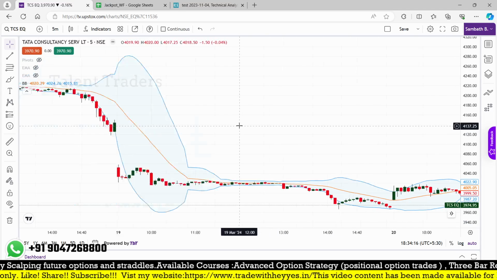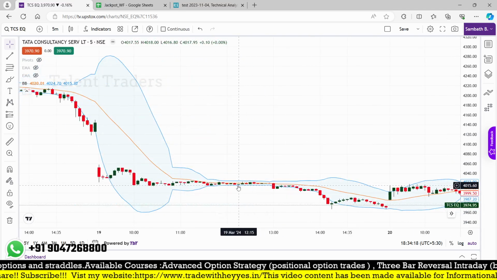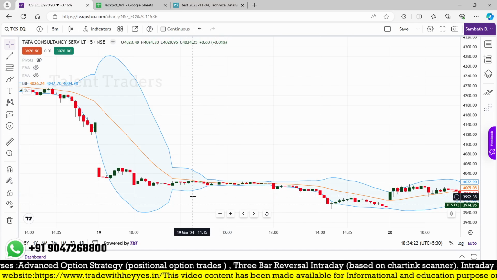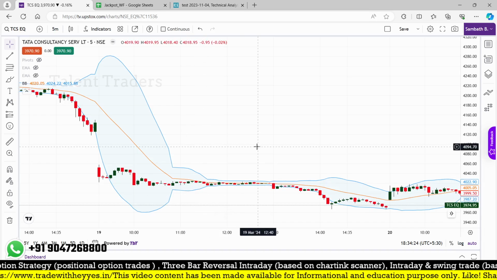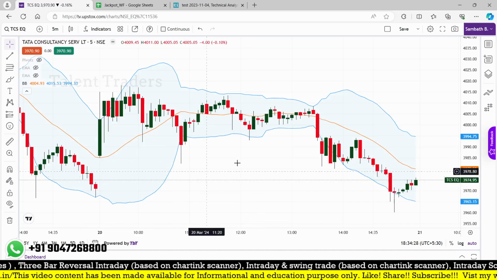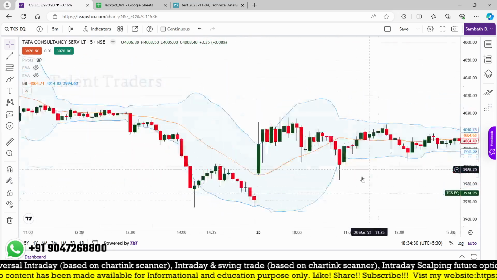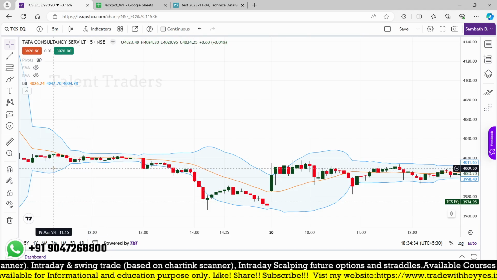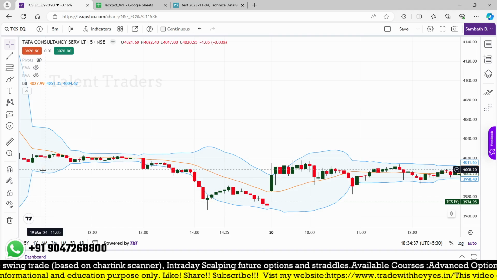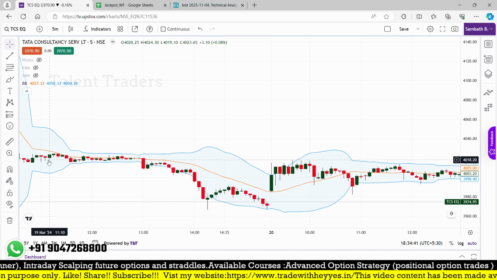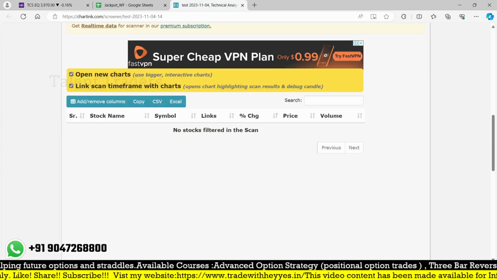What's happening here? Here is the tight one. 11:10. 5 minutes later, maybe a very small candle. 11:10 here. Here is this one, the 11 o'clock candle. So that kind of scanners are also available.